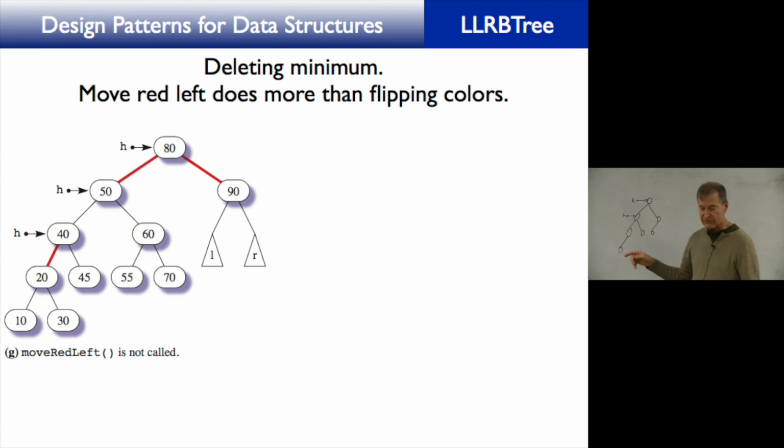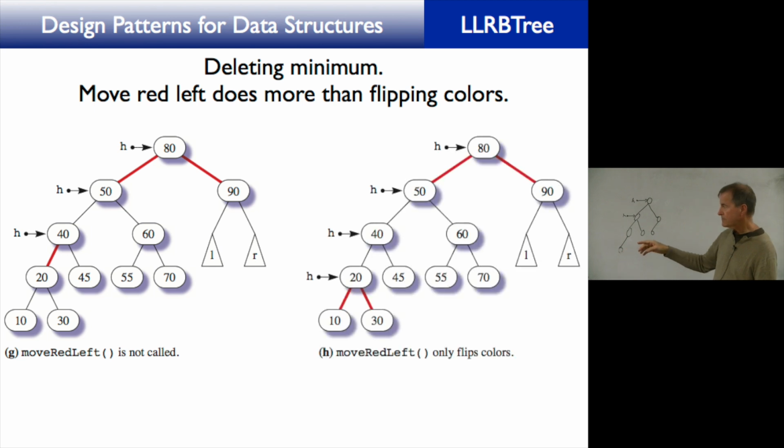Now, do we have two black links in a row when we're at 20? Yes, the black from 20 to 10, and the black from 10 to the left, nil. So move red left is called again, but this time it only flips the colors because the left child of 30 to nil is black. Are you with me? So move red left only flips the colors. And so when it flips the colors, what happens? 10 and 30. But now, you guys, we're at the bottom.